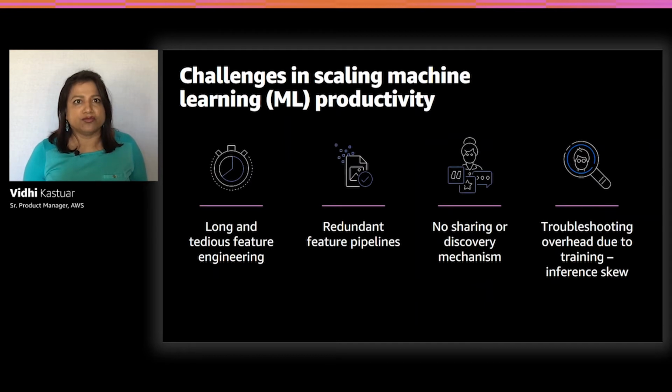So, to summarize, what are the challenges in scaling machine learning productivity? We know that getting useful features from raw data can be a long and tedious process. Feature transformations can be complex computations, and they have to be repeated for every model, because there is no easy way to share or discover features between these models.